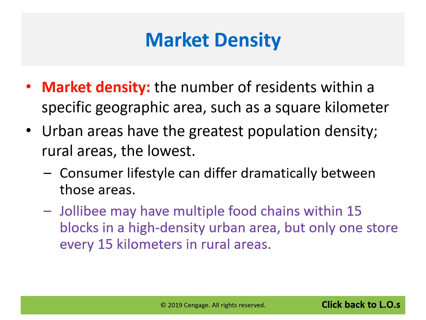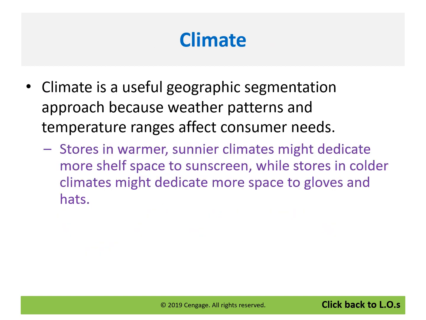Market density. This is the number of residents within a specific geographic area, such as a square kilometer. Urban areas have the greatest population density, while rural areas have the lowest. Consumer lifestyle can differ dramatically between those areas. So with the Jollibee example, Jollibee may have multiple food chains within 50 blocks in a high-density urban area, but only one store every 15 kilometers in rural areas.